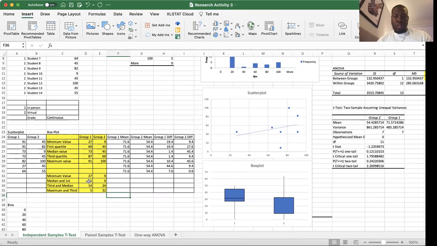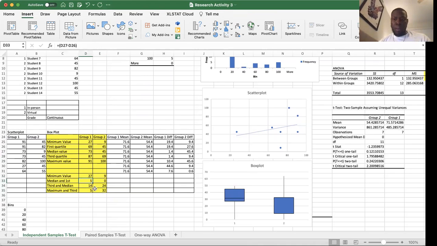But from here, with the median and the first quartile, what it is doing now is taking a difference. So it's using another formula, but it's just subtracting. It's taking a difference between the median and the first quartile, between the third quartile and the median, and between the maximum and the third quartile as well. So it's pretty much just taking all that information and calculating the differences.